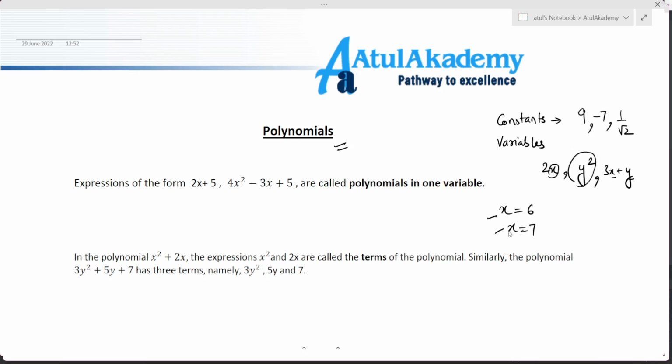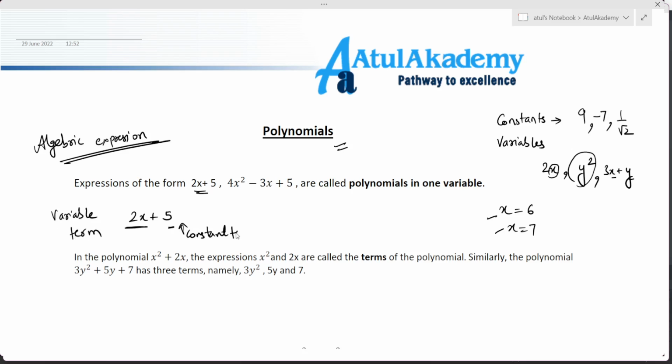Now, what is an algebraic expression? You all know what an algebraic expression is, so let's talk about that also. An algebraic expression consists of variables and constants, together with the operations they have. Let's say if I take 2x plus 5, there is a variable term and a constant term over here. That's an expression. This expression is called a polynomial in one variable.